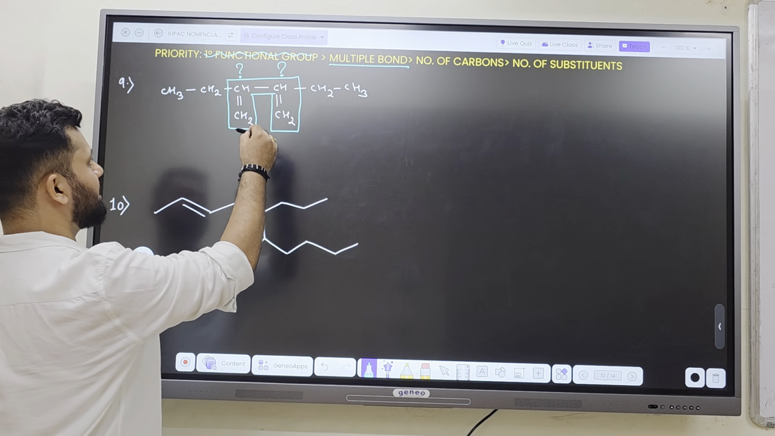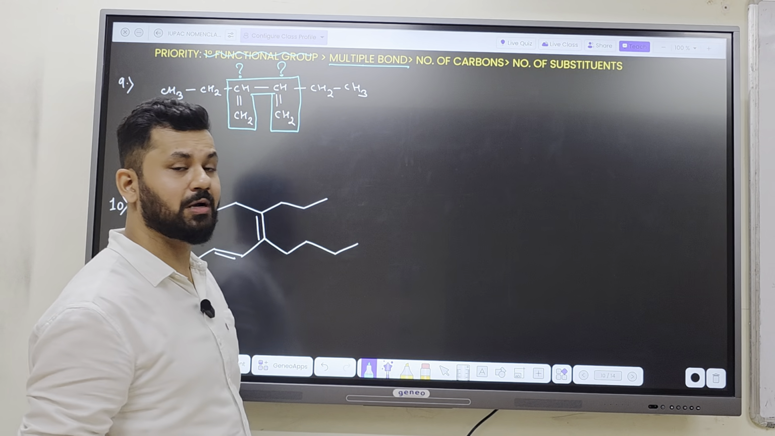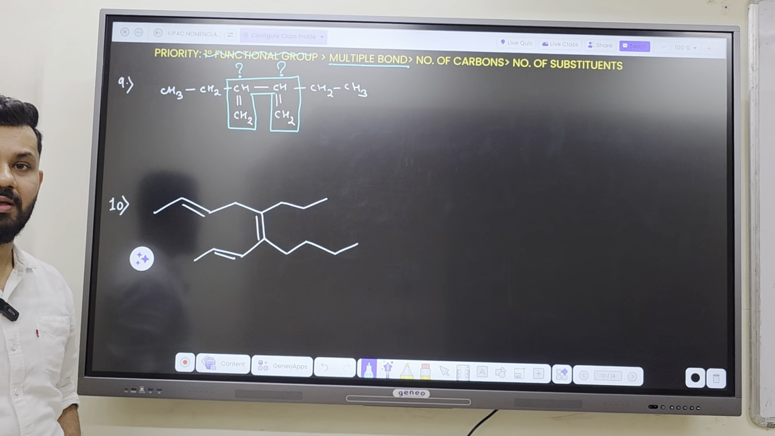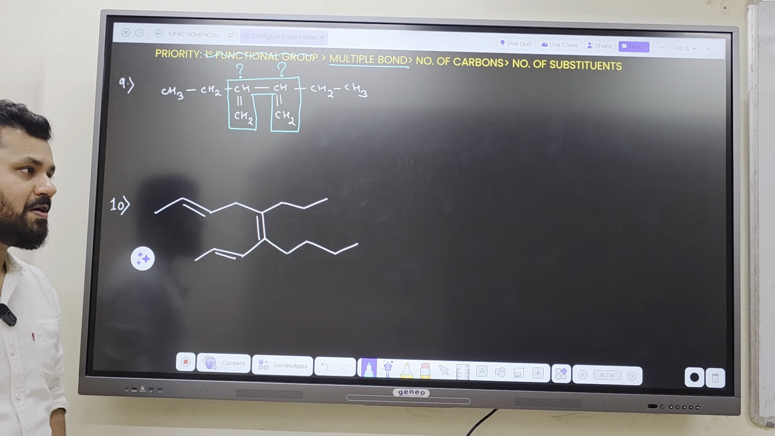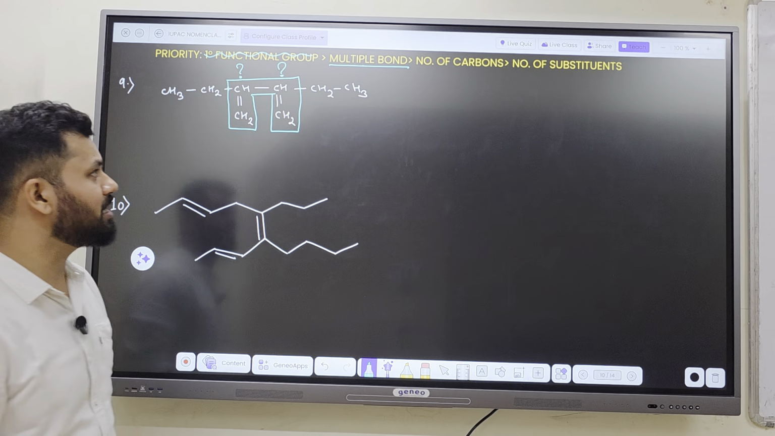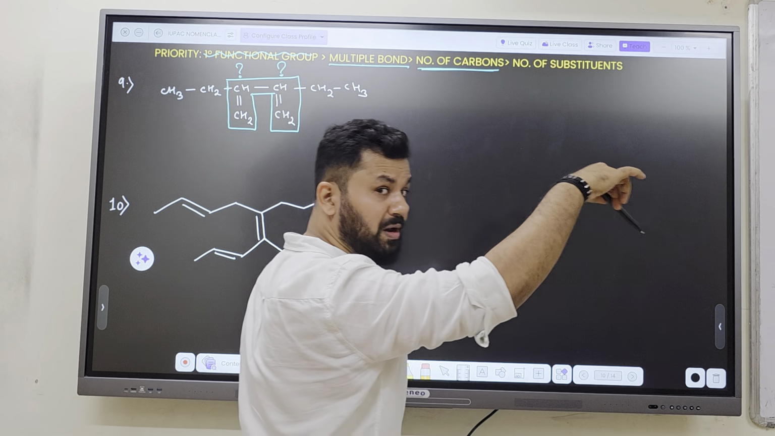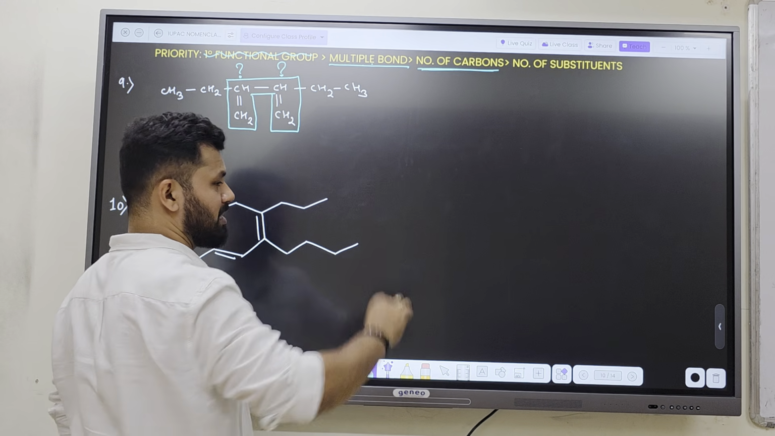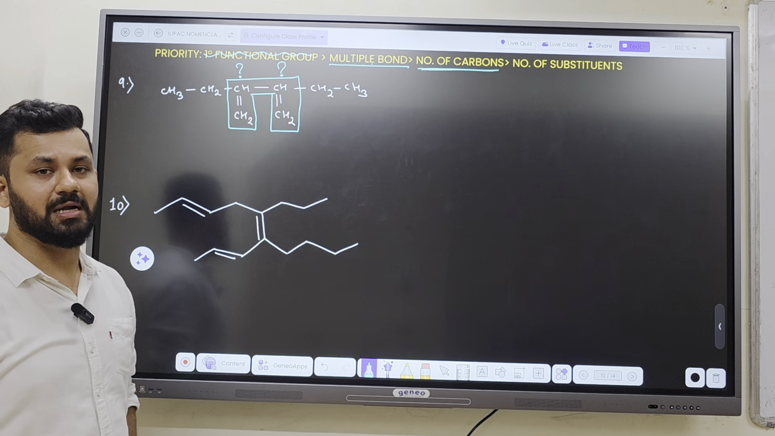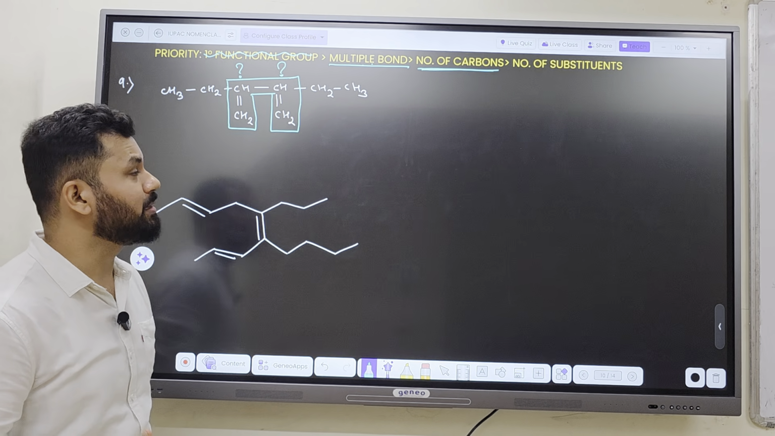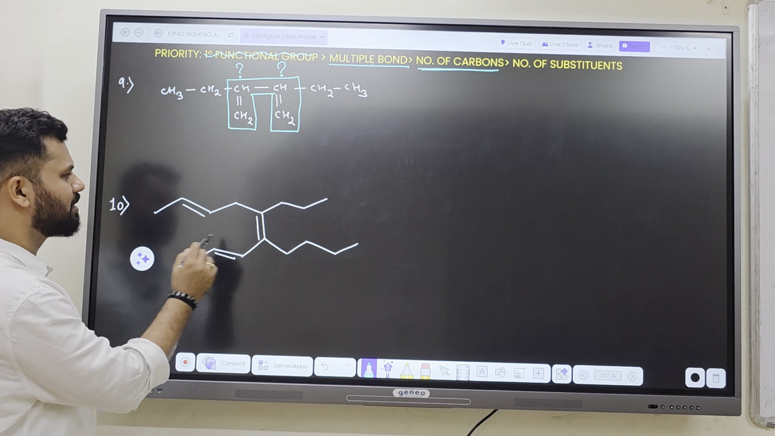Now, if you see, there are only 4 carbons. If you had gone straight, you would have got 6 carbons. Then why are we selecting the shorter carbon chain? We are selecting the shorter carbon chain because the number of carbons gets lower priority than the number of multiple bonds. We have to prioritize more multiple bonds over more number of carbons. For example, over here.